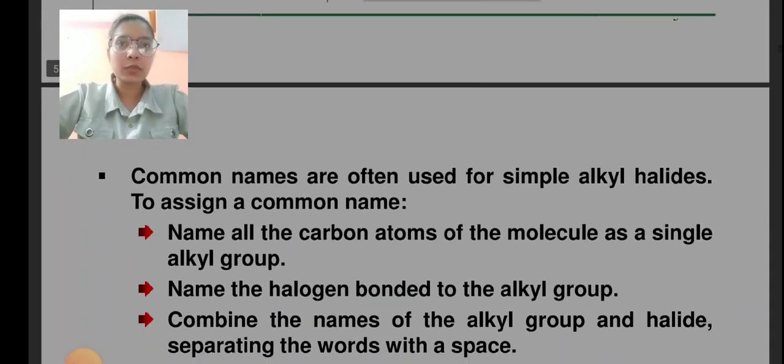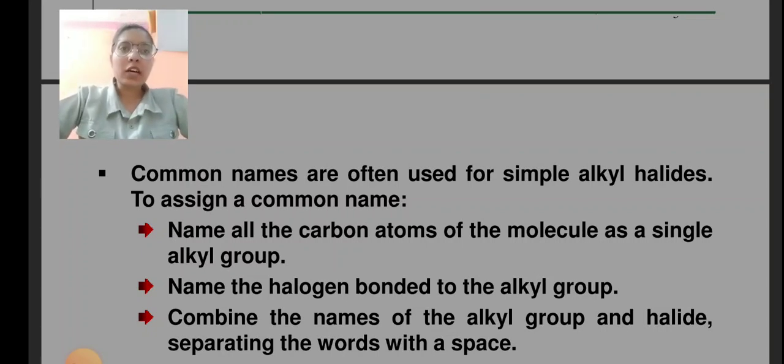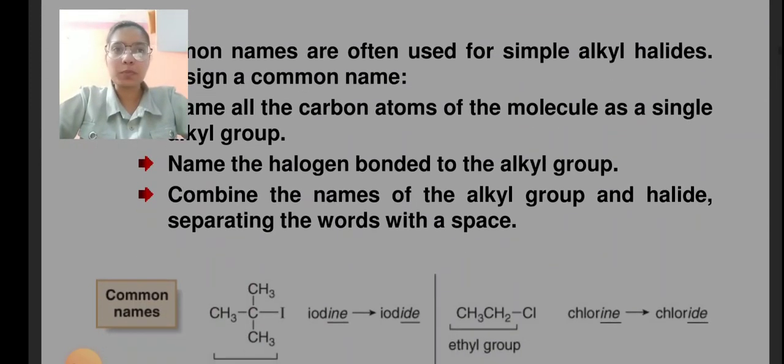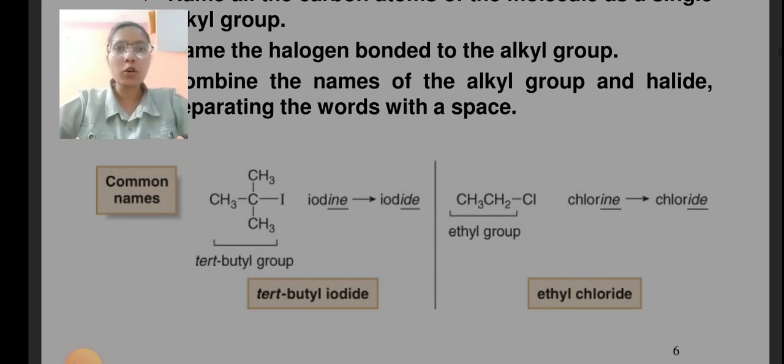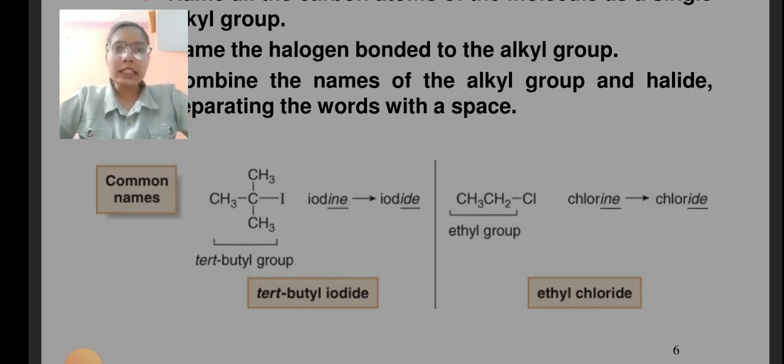Now let's move ahead. Common names are often used for simple alkyl halides. To assign a common name, name all the carbon atoms of the molecule as a single alkyl group. Name the halogen bonded to the alkyl group. Combine the names of the alkyl group and halide, separating the words with a space. Common names: firstly here we see tert-butyl iodide, and the next is ethyl chloride. Its IUPAC name is chloroethane.